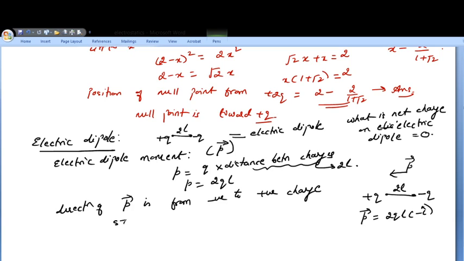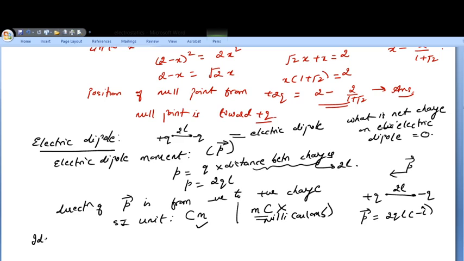Can you tell me the SI unit of electric dipole moment? You can see that it is charge into length, so it is coulomb meter. Don't write it as meter coulomb, because this will appear as if you are writing millicoulomb. So it's always better you write coulomb first and then meter. So this is basically your coulomb meter.